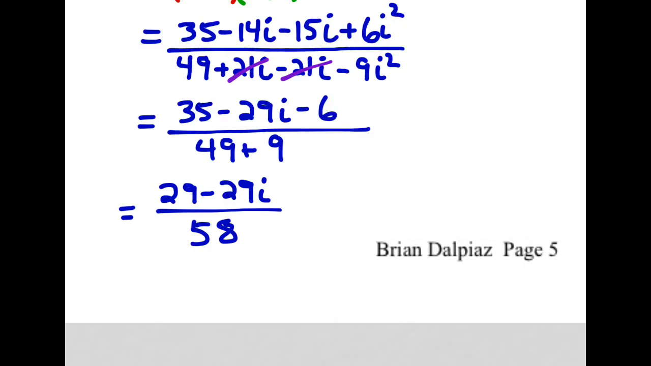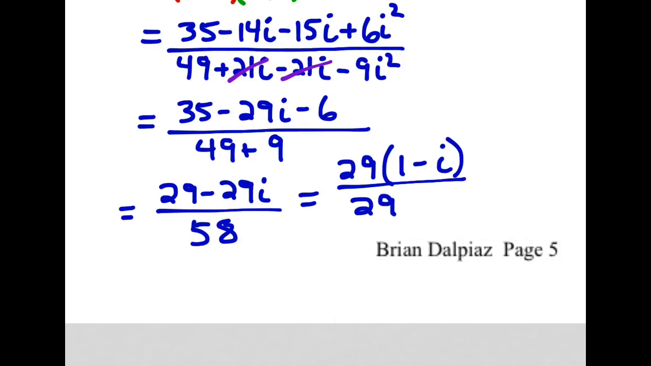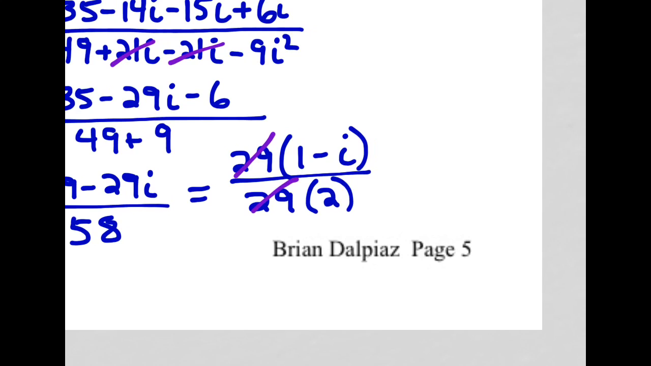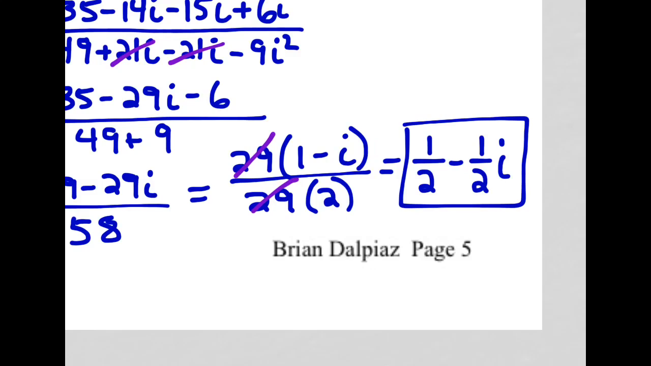This is not completely simplified yet because each of those terms can be divided by 29. So I could factor a 29 out of the top. Think of that as 29 times 1 minus i. I could factor a 29 out of the bottom, or the denominator. Think of that as 29 times 2. And then the 29 on top and bottom cancel each other. It's a common factor to the top and bottom, which leaves me with 1 minus i over 2. You could also think of that as 1 over 2 minus 1 over 2 i to truly see the a plus bi form.